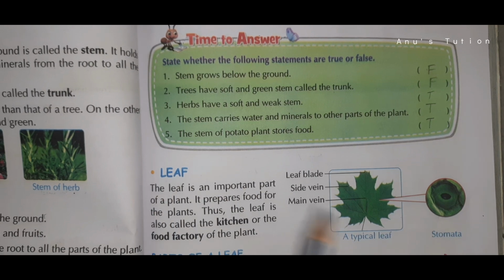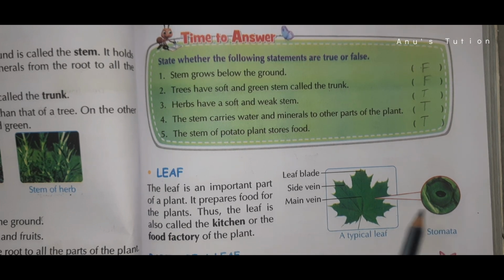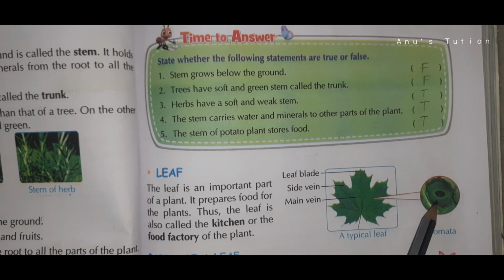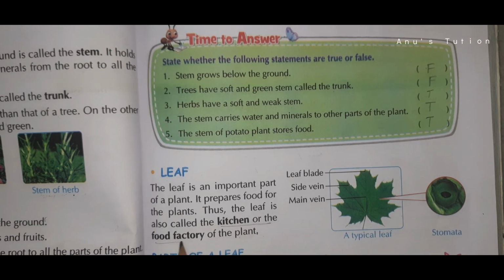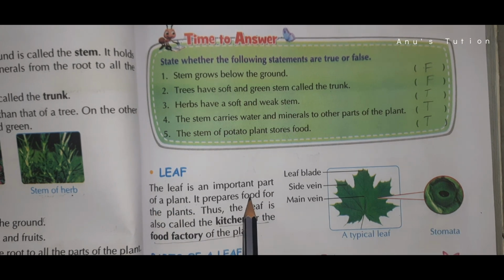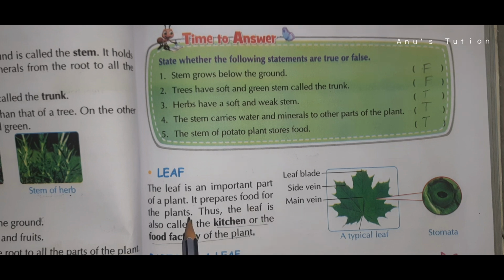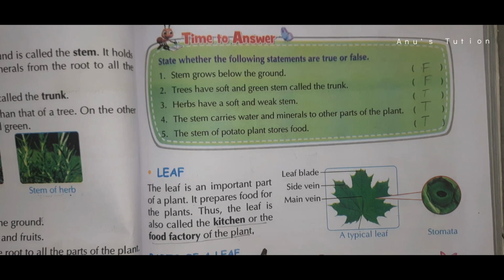Okay, next part, leaf. See here the picture of a leaf, and here is a close-up picture of the leaf. The leaf is an important part of a plant. It prepares food for the plant. Thus, the leaf is called the kitchen or the food factory of the plant. The leaf alone prepares the food for the whole plant.